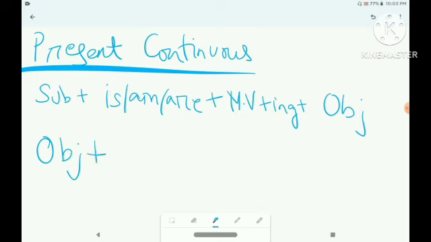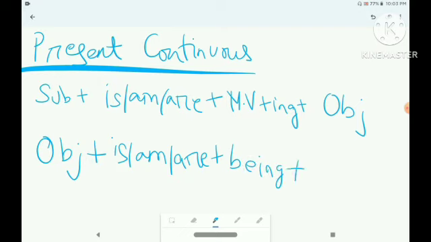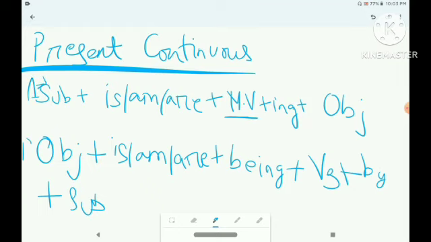Second, we will add is, am, are, plus we will add being here, not that AI wala being. It is being, being plus the verb's third form, the main verb's third form we will use, then by, then subject. So this is the subject for active voice, this is the subject for passive voice.